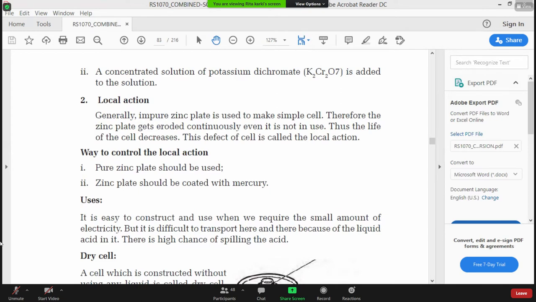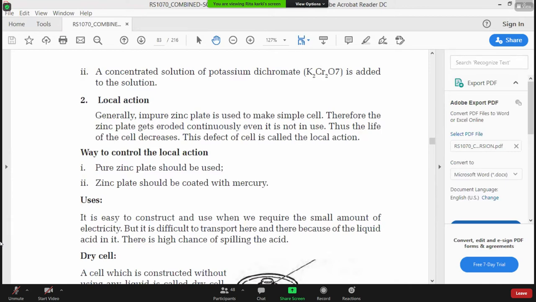Okay. So now the next one is the dry cell. What do you mean by dry cell? Can you tell me? What is a dry cell? A cell which is constructed without using any liquid is called a dry cell. A cell which is constructed without using any type of liquid is regarded as a dry cell.